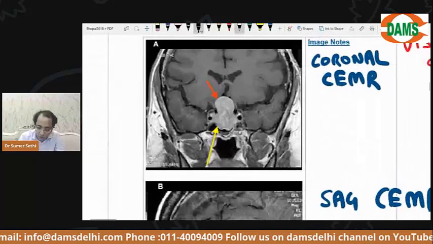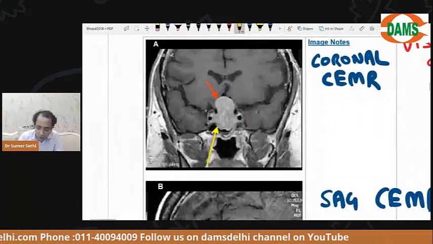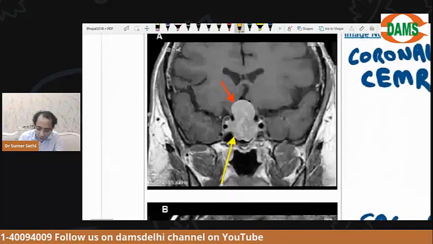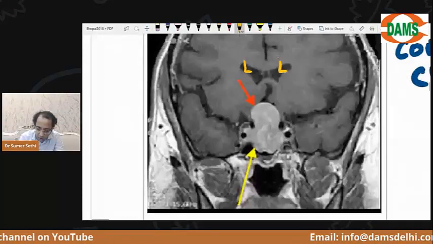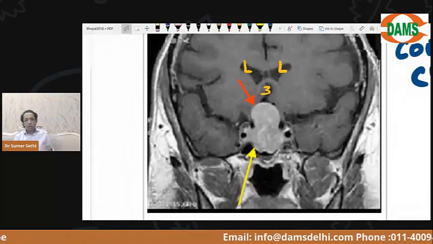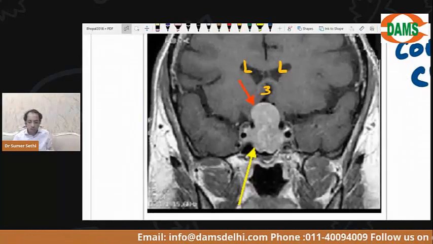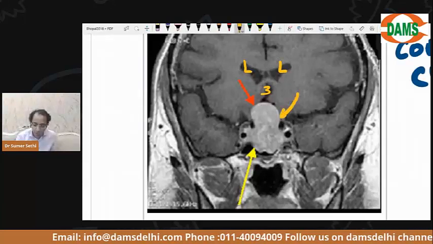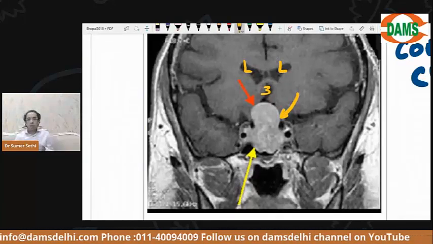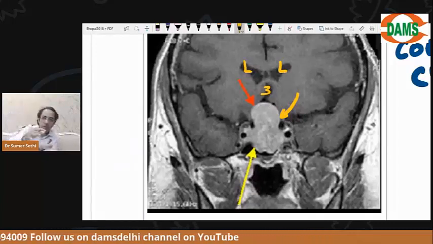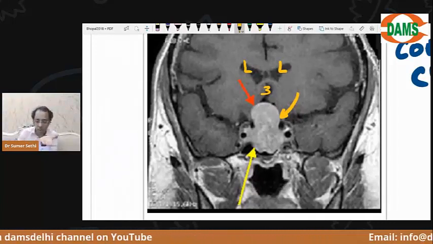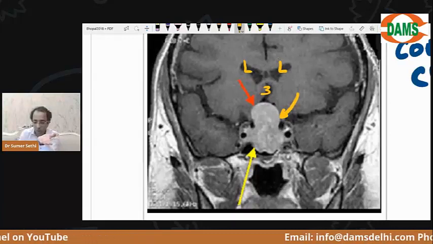Now, what ventricle is this, beta? Try and answer. What ventricle is this? Lateral ventricle. What ventricle is this? Third ventricle. Where is the tumor located? Tumor is located below the third ventricle. Well, what is in the floor of the third ventricle? In the floor of the third ventricle, we have the optic chiasm, but the tumor is going much below it.